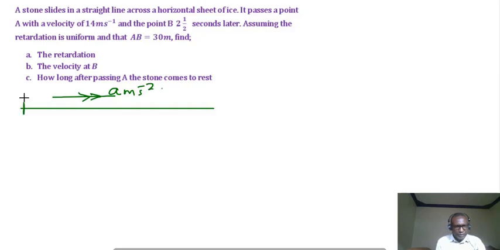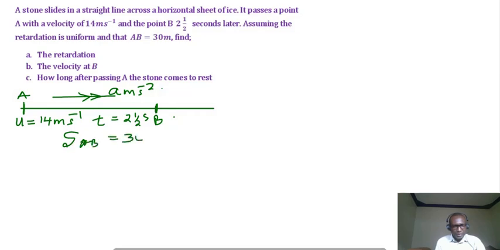So at this point A, it means we shall have the initial velocity which is equal to 14 meters per second. Then it hits point B. Point B can be around there, after a time t which is equal to 2.5 seconds. Also, we have been given that the distance between A and B, that's the displacement AB, is equal to 30 meters. Part A, they need us to find the retardation.